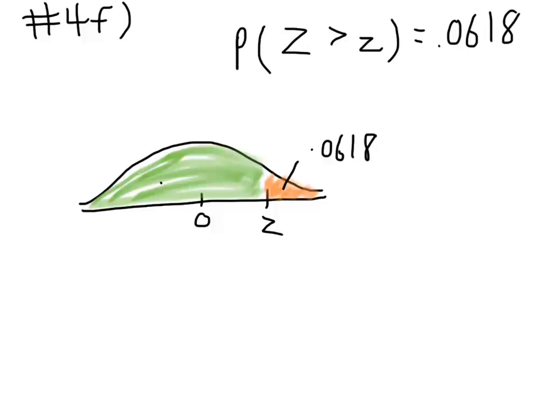So this is 0.9382. And what you want to do is look in your z table and try to find 0.9382, and we find that at 1.54, z equals 1.54. The CDF of z equals 1.54 is 0.9382.